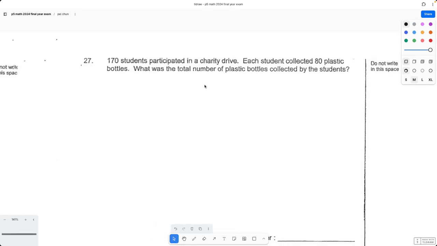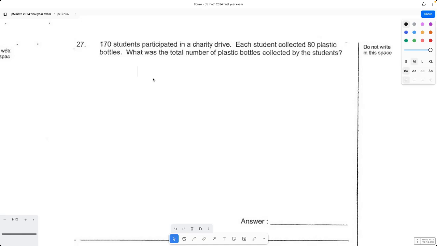Okay. So for question 27, 170 students participate in a charity drive. Each student collected 80 plastic bottles. What was the total number of bottles collected by the students? Okay, so these students got to 170. One student collected 80. So 17 students collected 8 times 17, 17 times 80. Okay, you know where I'm going with this.